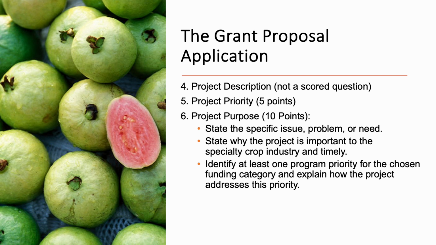The project description is an unscored question. The project priorities are 5 points. Here, you will explain how the project addresses the program priorities identified. The project purpose is worth 10 points. For this question, be sure to address each of the following: the specific issue, problem, or need for your project and what it will be addressing, why it is important and timely to the specialty crop industry, and identify at least one of the 2024 SCGBP program priorities for the chosen funding category as described in the request for concept proposals verbatim, and explain how the project addresses the program priorities.